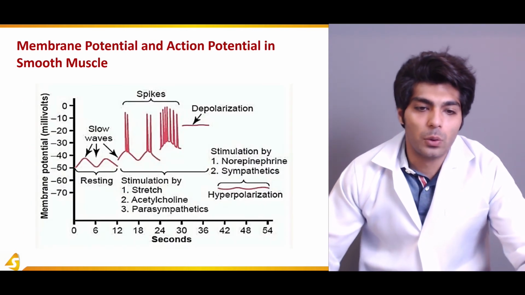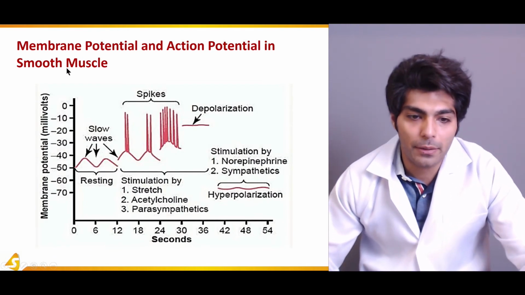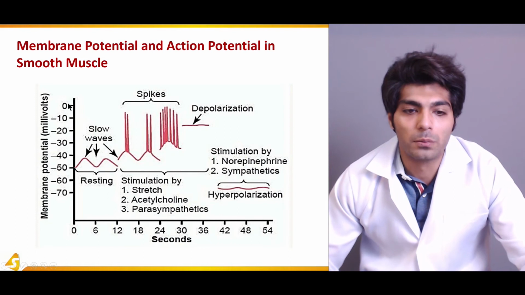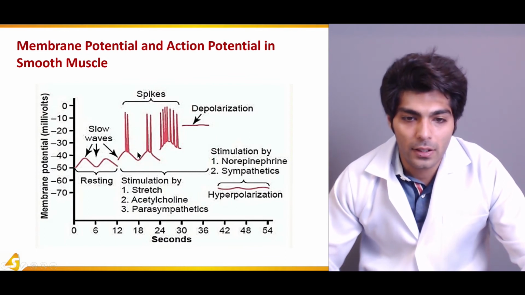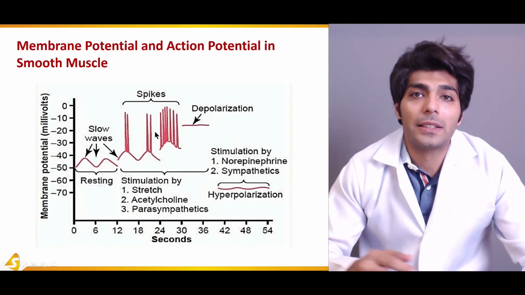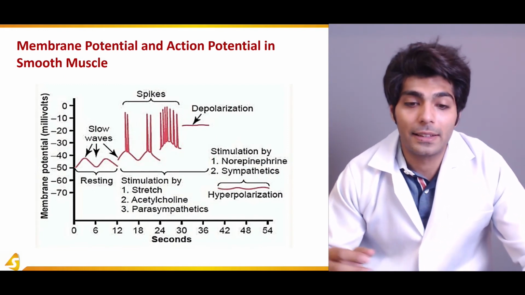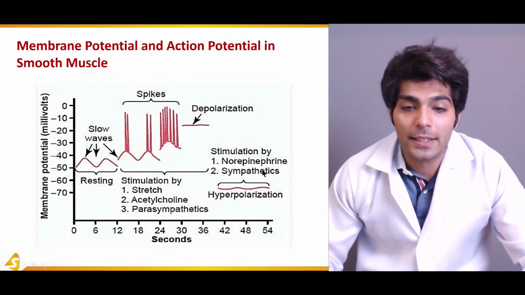So these are the slow waves. You can see there's a membrane potential, which is a graph from 0 to 70, and there's an action potential between 40 to 50. And then we have the spikes. You can see there is a stimulation by the parasympathetic acetylcholine and the stretch, and hyperpolarization by the norepinephrine and the sympathetics.